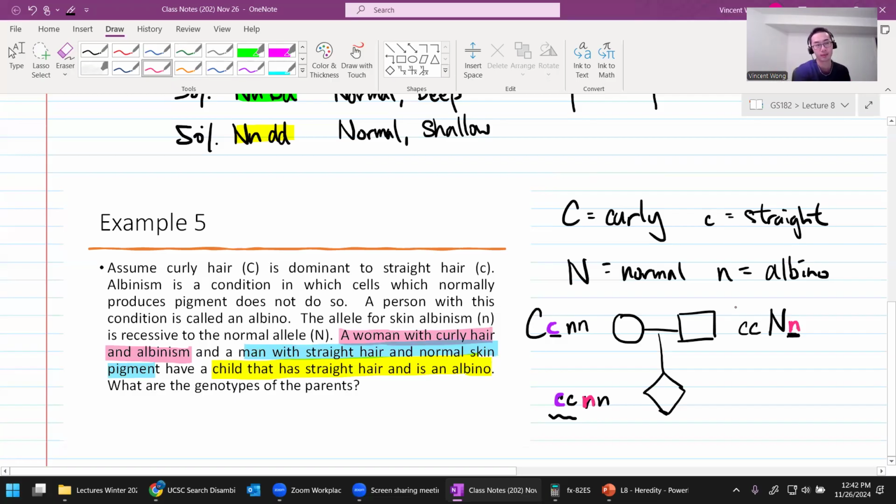Generally speaking, if a person has a dominant phenotype, you cannot tell immediately if they are homozygous or heterozygous. You would have to look at either their kids or their parents, or sometimes their siblings, to help you figure out whether it's pure or hybrid.